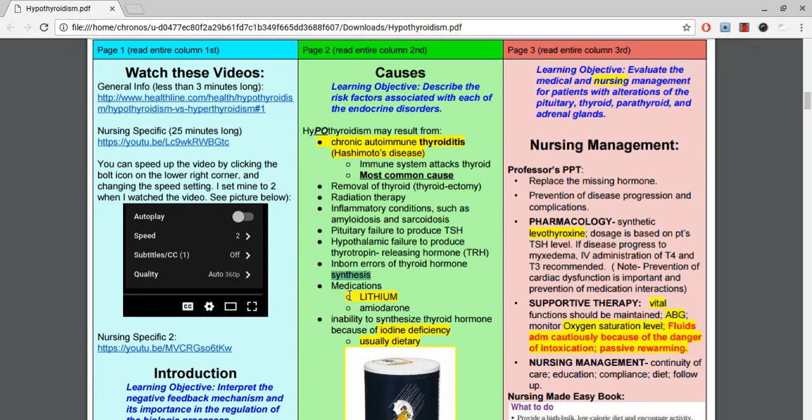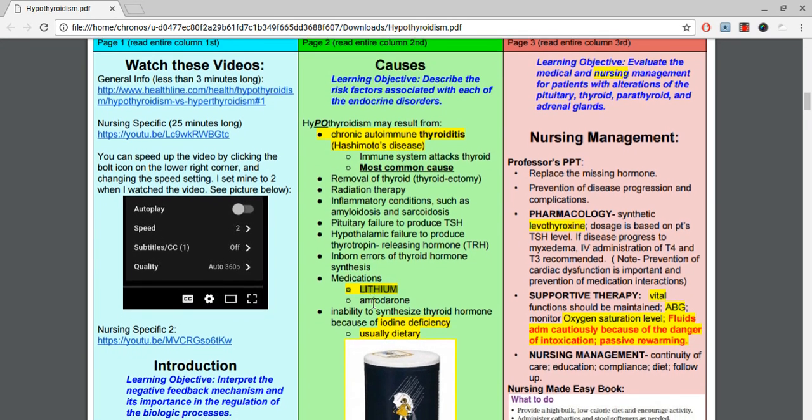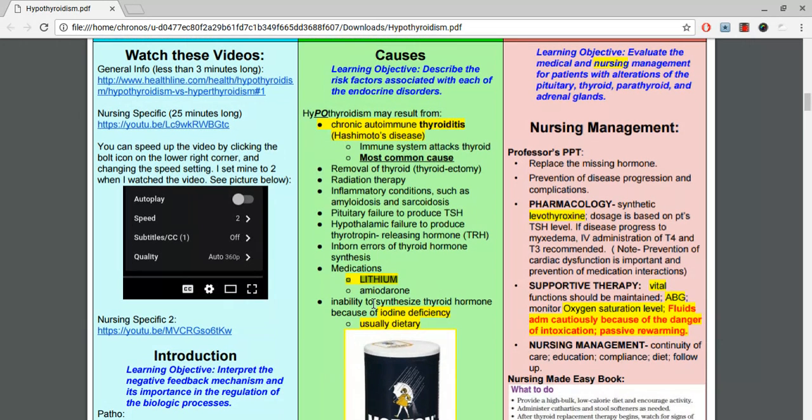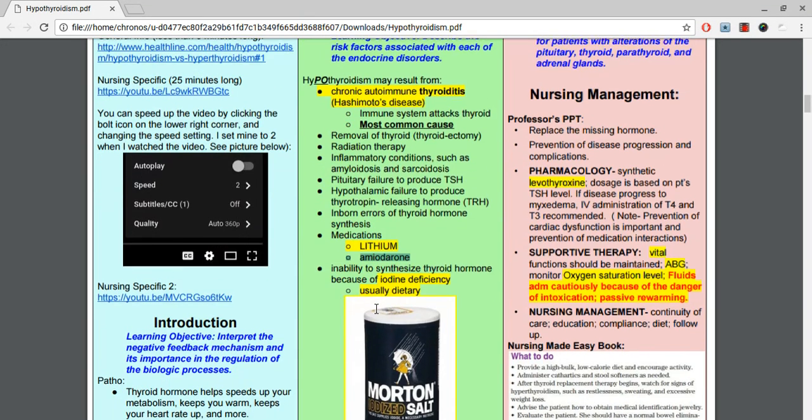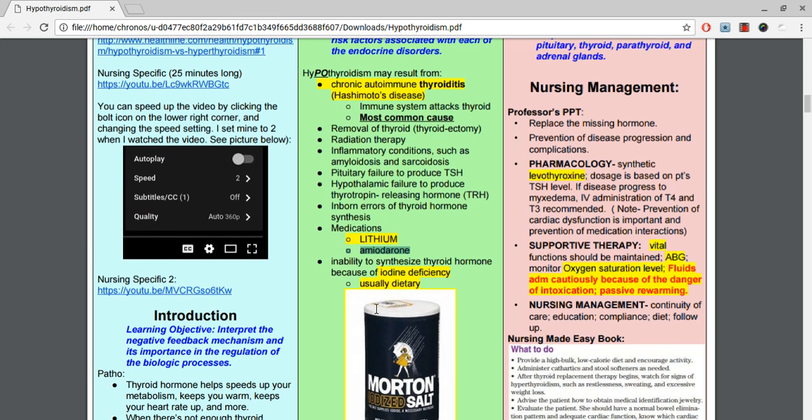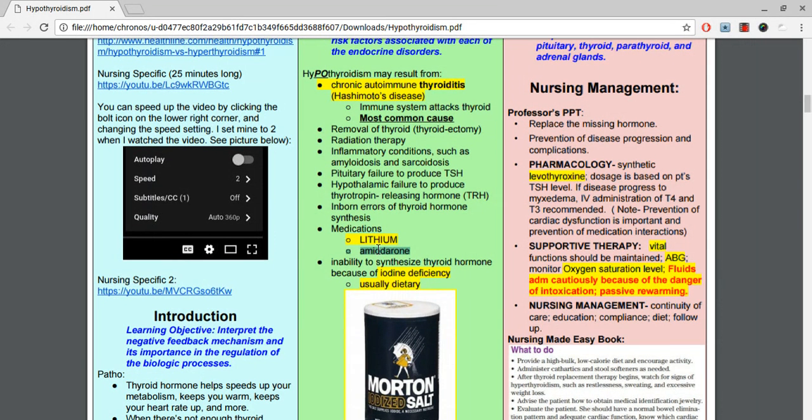It can be due to medications, and I want you to remember lithium in particular. A common side effect of lithium is hypothyroidism. Another one that would be good to know is amiodarone, okay? That can cause hypothyroidism. So some meds can cause this as a side effect.